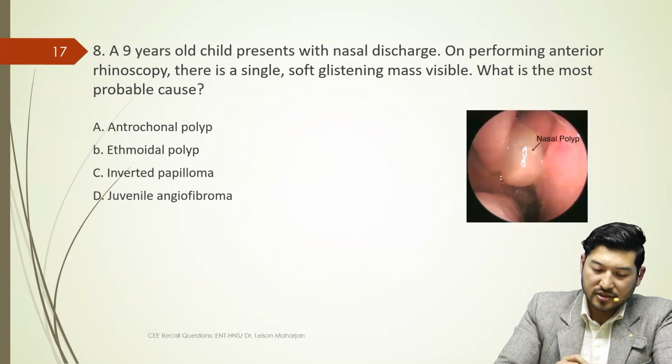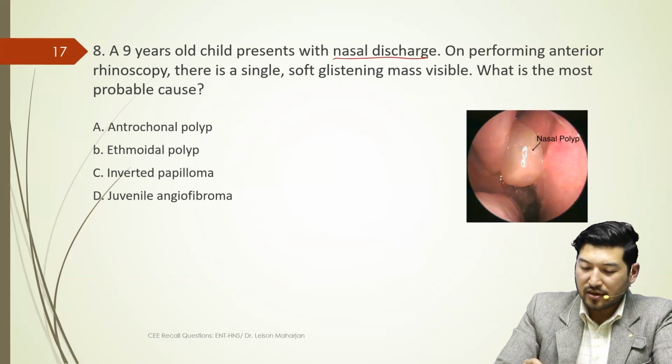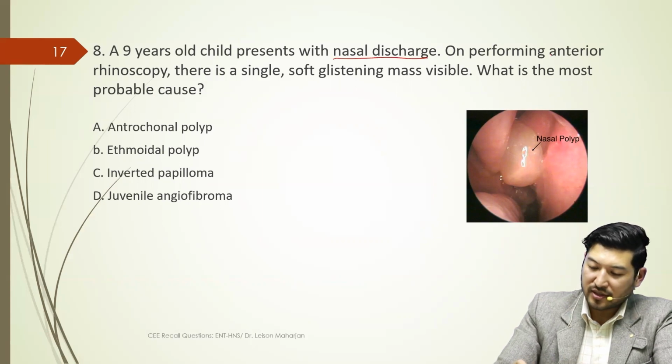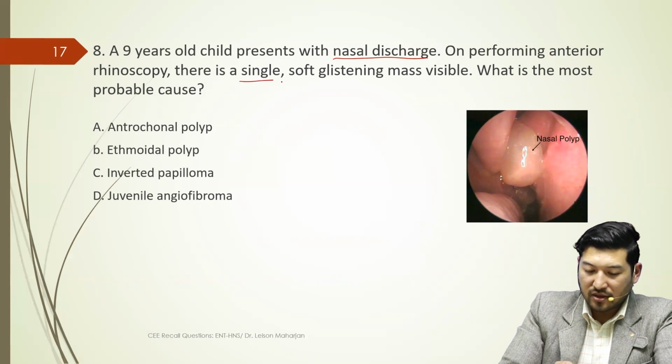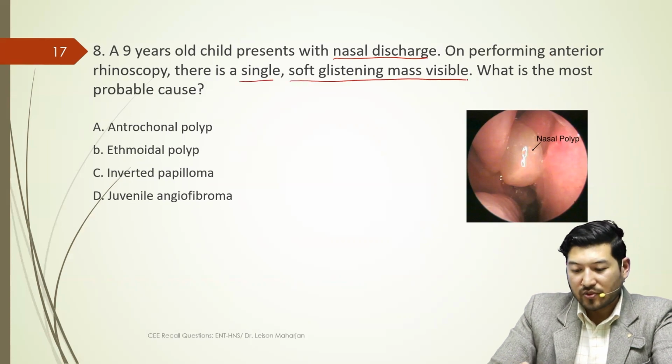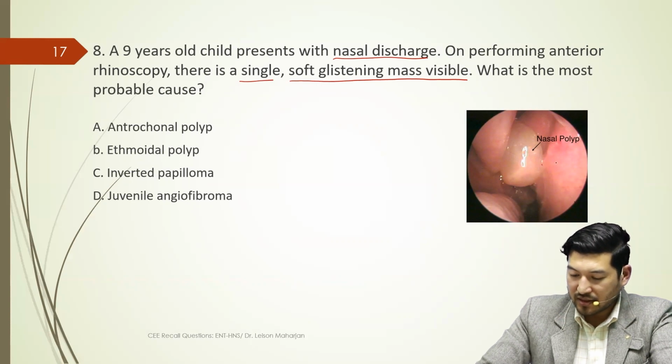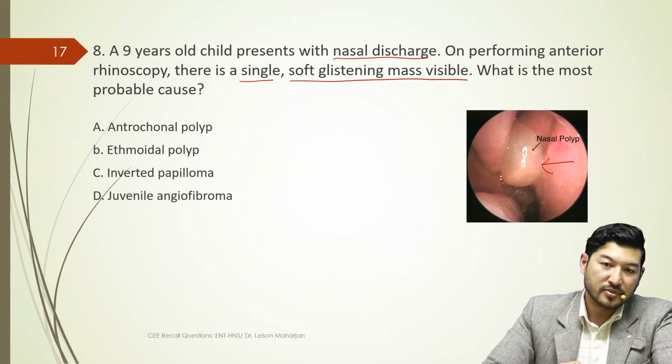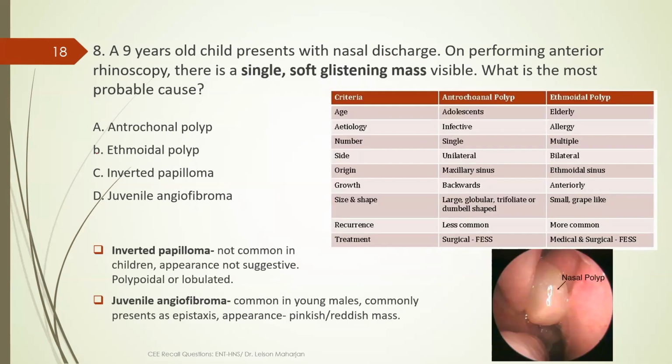A 9-year-old child presents with nasal discharge. On performing anterior rhinoscopy, that means examining the nose, there is a single soft glistening mass visible. What is the most probable cause? We can see in the picture here a single soft glistening mass. We have got options: antrochoanal polyp, ethmoidal polyp, inverted papilloma, or juvenile angiofibroma. The antrochoanal polyp is a very typical example of a single soft glistening mass that is visible in the nasal cavity.